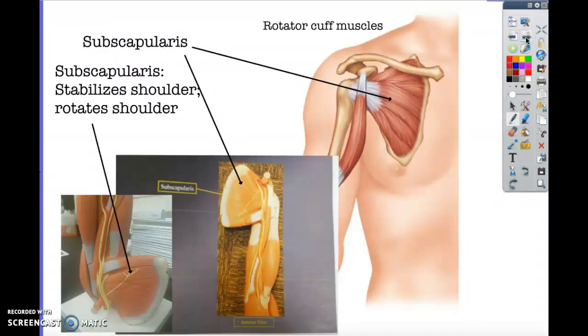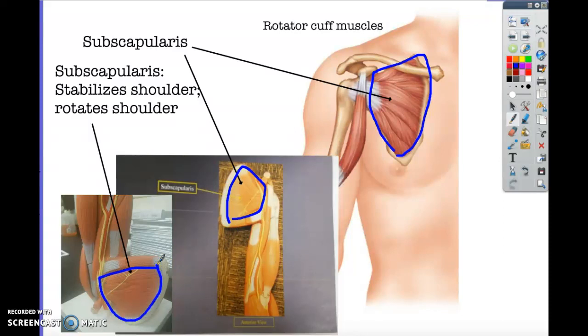Okay, the last rotator cuff muscle, the subscapularis. This is on the anterior portion of the scapula. Here it is on our PowerPoint diagram. Here it is on our model picture. And here we go, our model also. What does it do? Stabilizes the shoulder and rotates the shoulder.